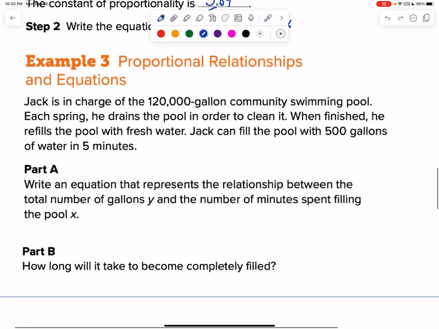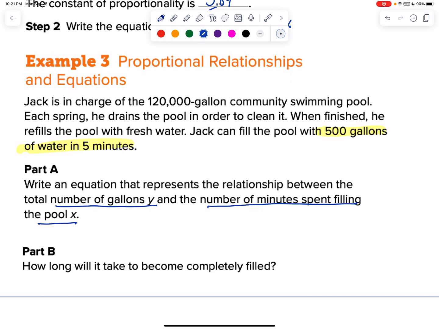Jack is in charge of a 120,000-gallon swimming pool. Each spring, he drains the pool. When finished, he refills it with fresh water. Jack can fill the pool with 500 gallons of water in 5 minutes. So I just identified our original ratio, and it says write an equation that represents the relationship between the number of gallons, y, and the number of minutes spent filling, which is x.